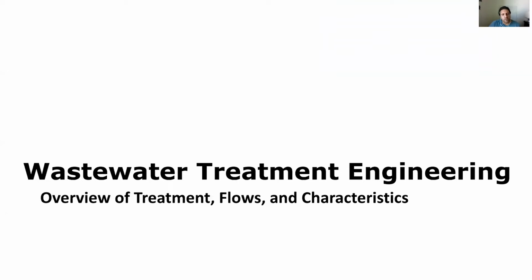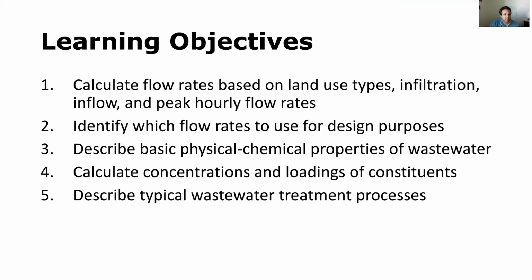The first part is an overview of treatment, flows, and characteristics of wastewater. Our learning objectives for this first part are to calculate flow rates based on land use types, infiltration, inflow, and peak hourly flow rates, to identify which flow rates are to be used for design purposes, to describe basic physical chemical properties of wastewater, to calculate concentrations and loadings of constituents, and to describe typical wastewater treatment processes.